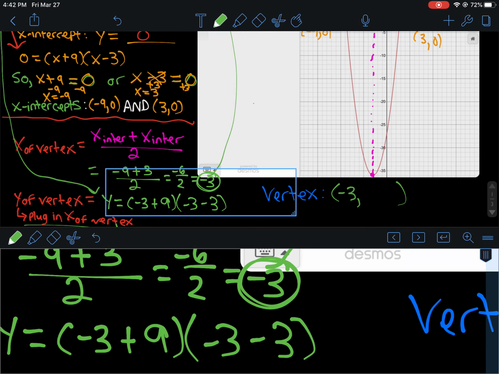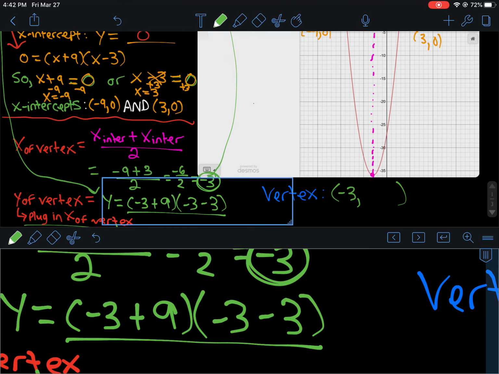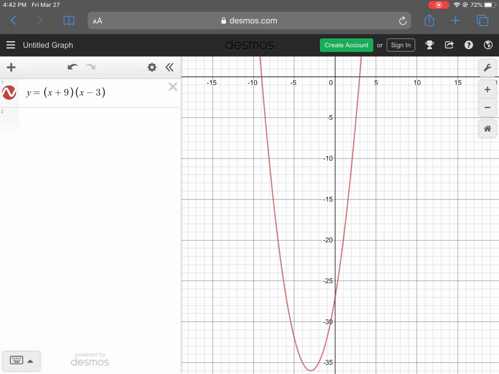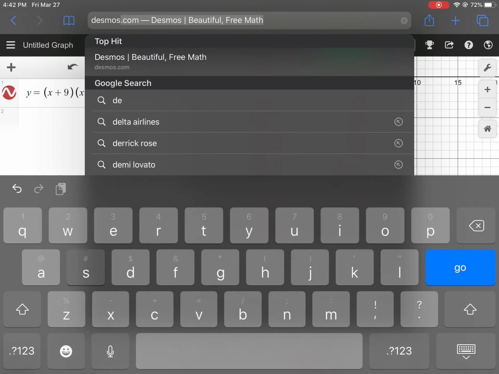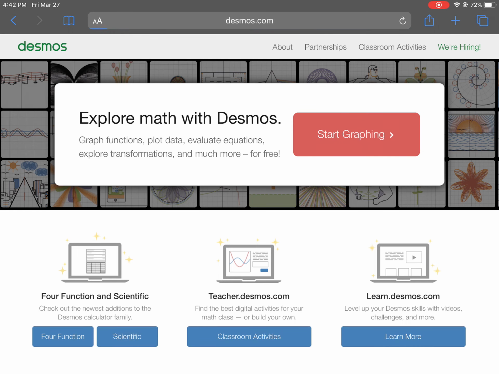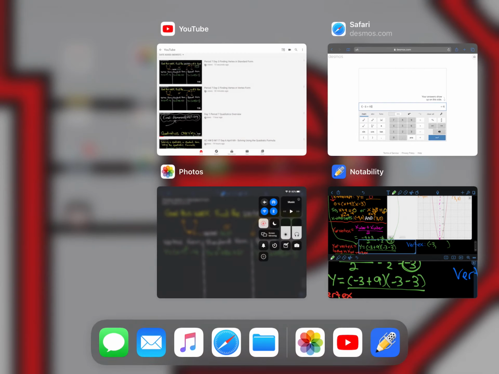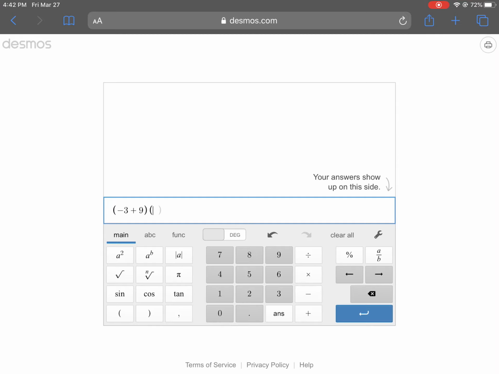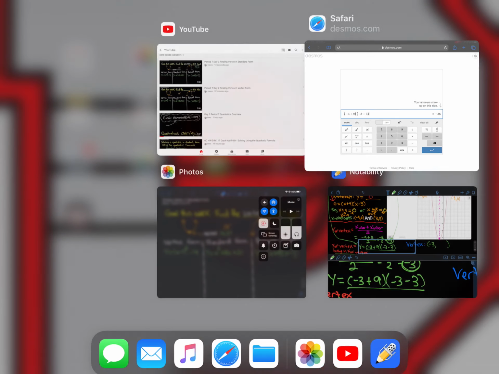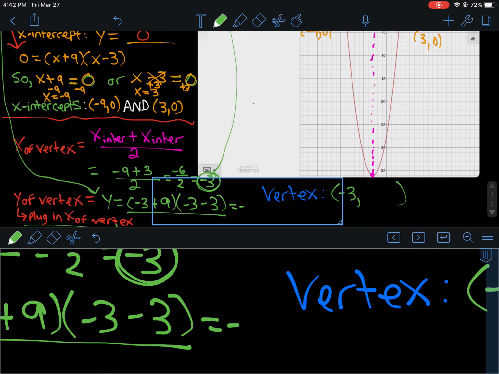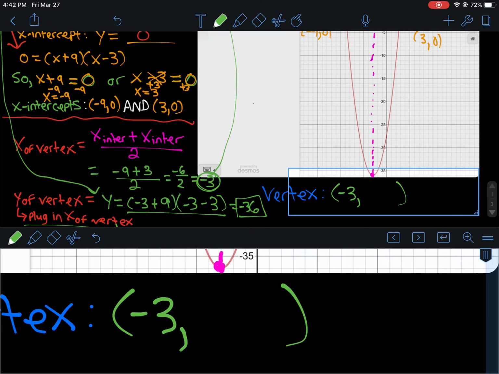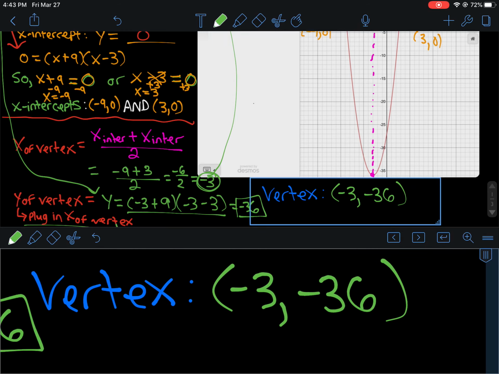Now again, if you want to put this in your decimals calculator, you can. Here, I'll just do it one more time with you. Again, you go to decimals.com. I'm at my graphing calculator right now. Go to scientific, and I have -3 plus 9, and then -3 minus 3. And my answer there will be -36, which is consistent with this graph that I have shown here. So my y of the vertex will be -36. Again, you have to be able to know how to do that by hand.